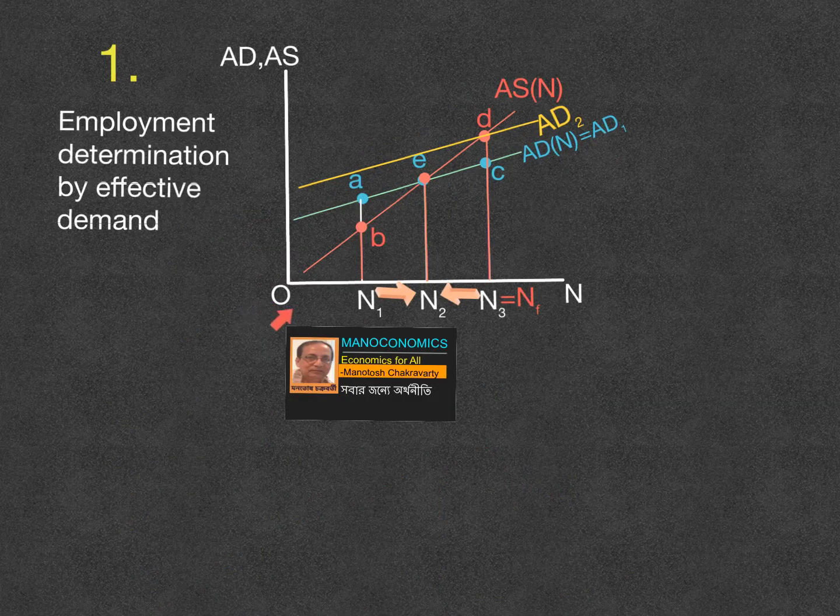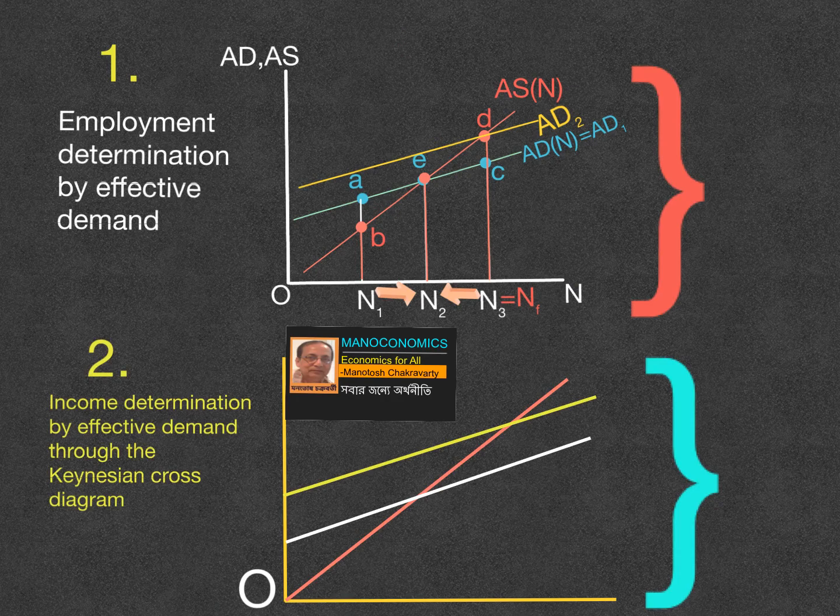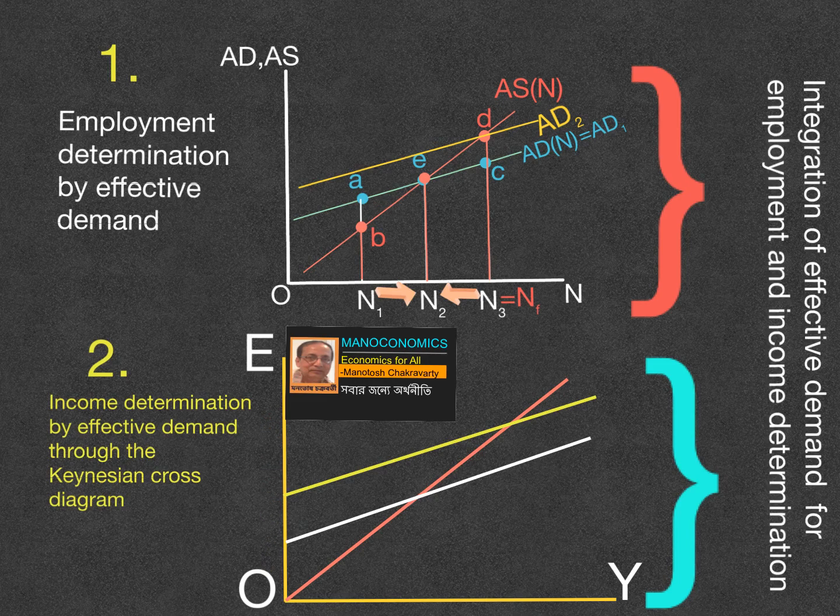Now we shall transform this diagram into the Keynesian cross diagram of income determination. Here we draw the horizontal axis, which measures the income or output level, and the vertical axis measures spending, that is, the expenditure level. The 45-degree line we draw shows the equality of income and spending at each point.